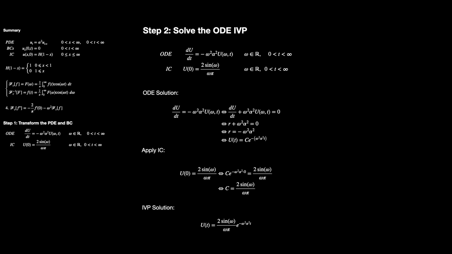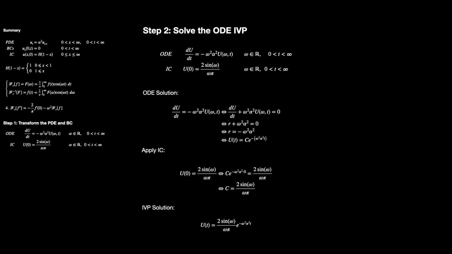Now, in this next step, we're going to solve the resulting ODE and initial value problem. Since this ODE is really just a first order homogeneous differential equation, all we have to do is find the characteristic equation, which is r plus omega squared times alpha squared, solve that for r, and then substitute that r into our exponential solution, which in this case is U of t equals some constant c times the exponential function raised to negative omega squared times alpha squared times t.